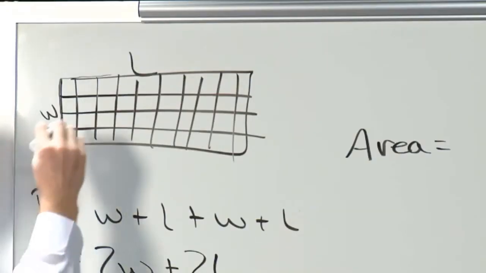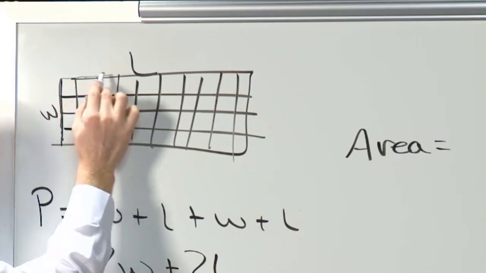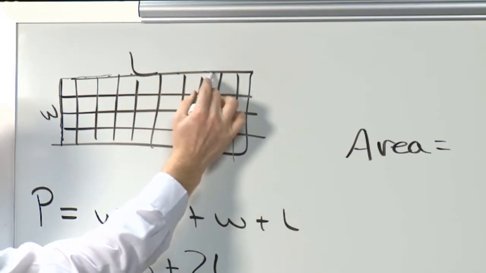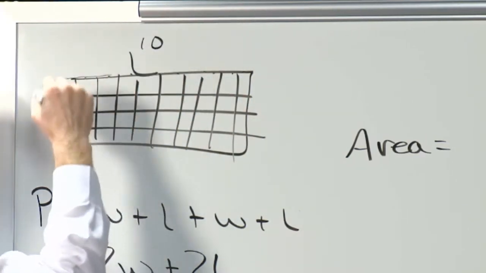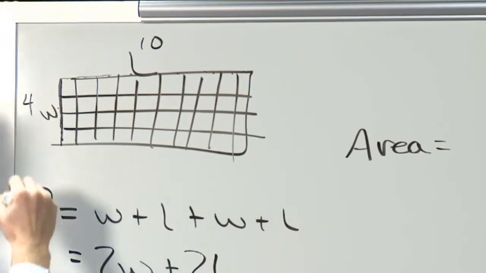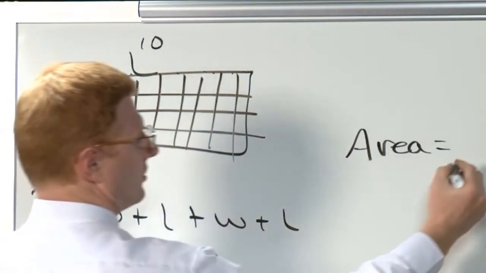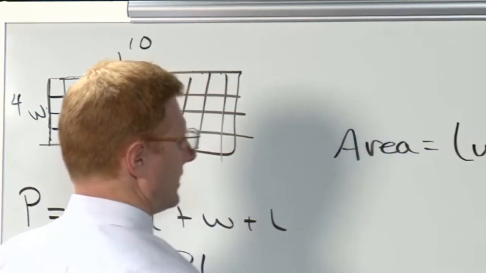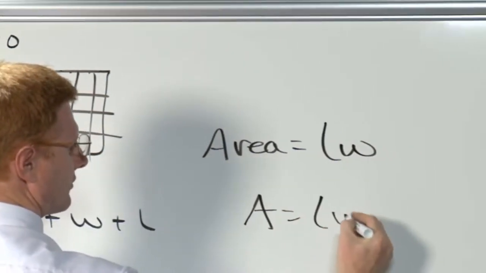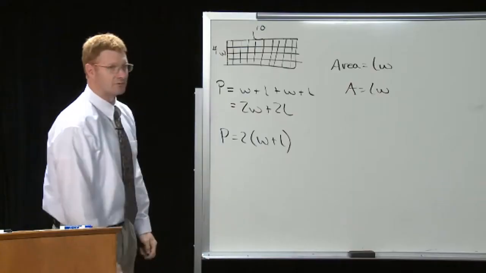So if you look at it, if this were, say, 1, 2, 3, 4, 5, 6, 7, 8, 9, 10, if that were 10 and this was 1, 2, 3, 4, can you tell how many little squares would cover the entire thing? It would be 4 times 10, or whatever the length times the width. So here's another standard formula for a rectangle, length times width.